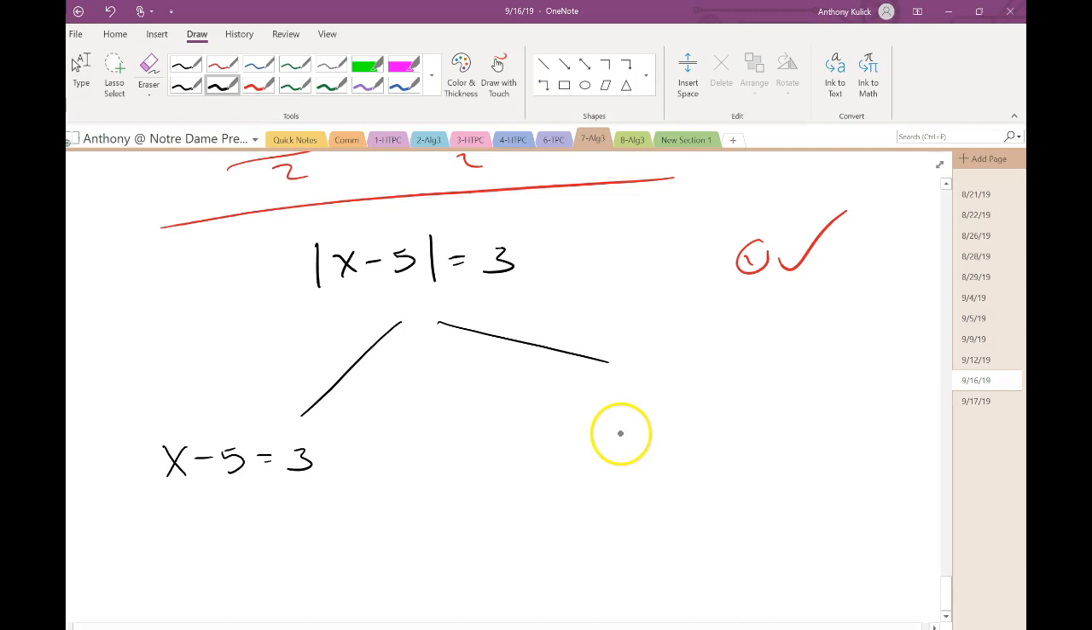The second equation is almost the same thing. The left-hand side I'm going to write with just no absolute value sign. The right-hand side I'm going to make negative. Everybody's okay with that? Step 2 is now done.